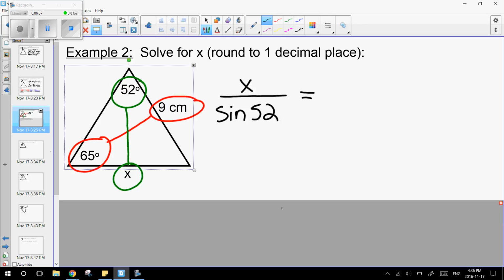Then our other ratio is from our red pair here. Because x was on the top, that means that 9 has to be on the top, because all sides must be on the top, or all angles must be on the top. So then our angle is 65, so we have sine 65. Now once we have this put into our sine law ratios, all we need to do, because we put our unknown variable in our top left-hand corner here, is to get rid of this sine 52 is to multiply it to the other side of our equation.